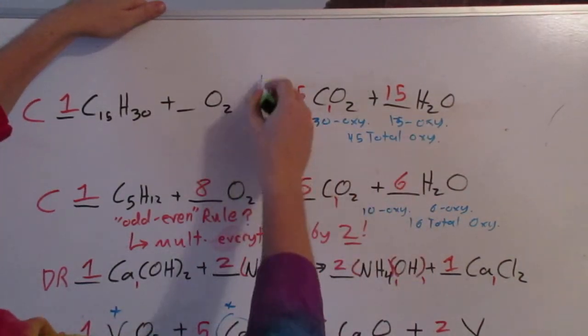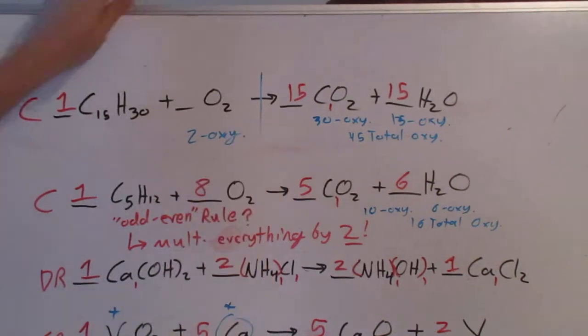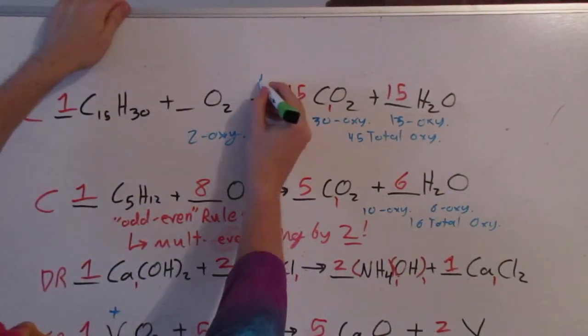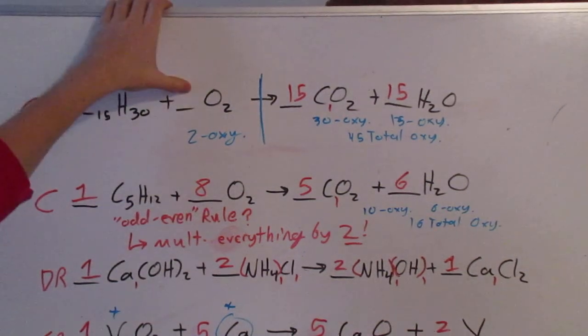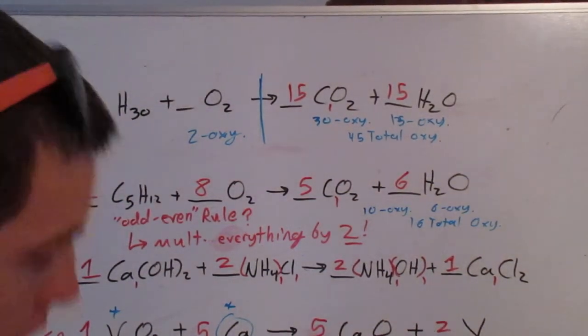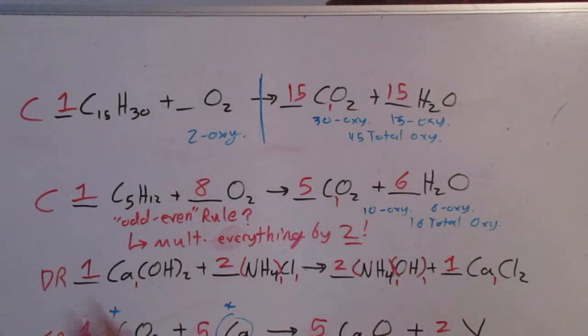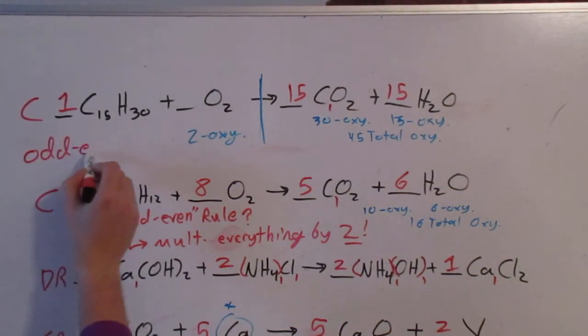And because there's only 2 oxygens here, there's no way mathematically you can get a 2 and a 45 to play nice. You can't put 22 and a half here. You just can't. So this is an odd even rule. This is where you're normally going to see it. So it is worth doing one really quick.